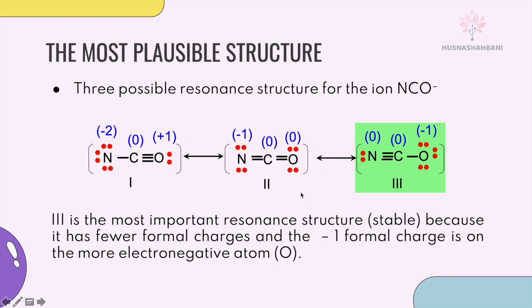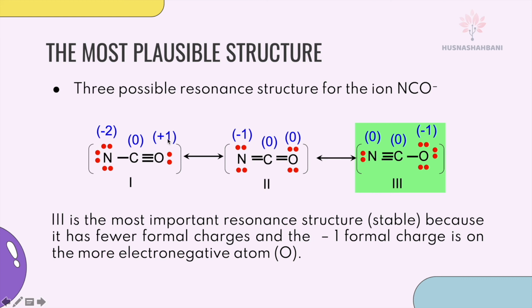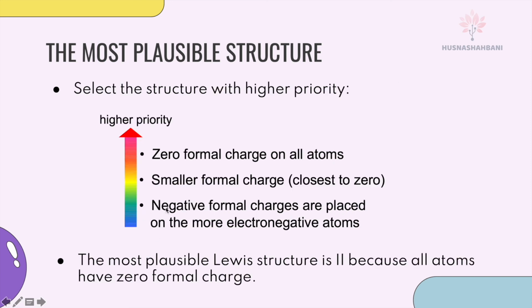This is where you go to the second priority, smaller formal charge closest to 0. Now, smaller formal charge. So you have -2, 0, +1; -1, 0, 0; -1, 0, 0. So structure number 1 is cancelled out because you have -2. It's not closest to 0. Only leaving you with structure 2 and structure 3. But now, which one is the most plausible? Because both formal charges are closest to 0, then you go to priority number 3.